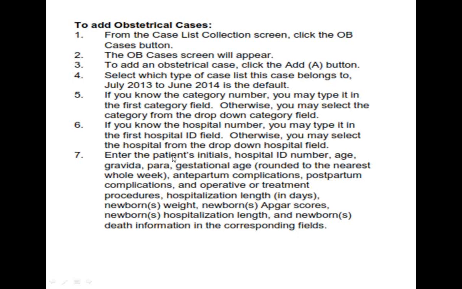Enter the patient's initials, hospital ID number, age, gravidity, parity, and so on. You want to get the baby's weight, the newborn's APGAR scores, and hospitalization length. Remember, the baby's hospital stay and the mom's hospital stay should be the same, unless the baby was transferred out. That gets a little bit more complicated, but I'll show you that a little bit later.